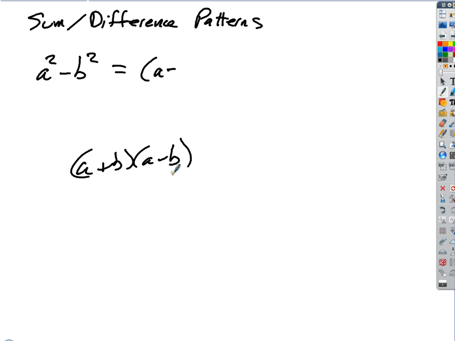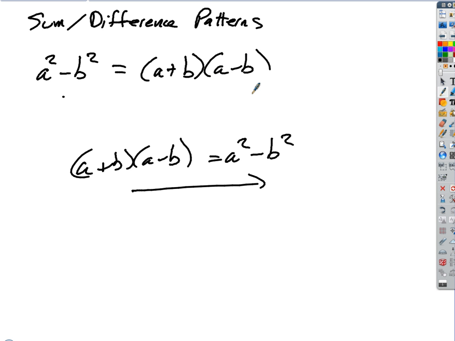Instead of multiplying out, we're going to go backwards and we're going to factor. So a difference of squares must factor into a product of conjugates. Okay? A plus B, A minus B, right? Make sense?